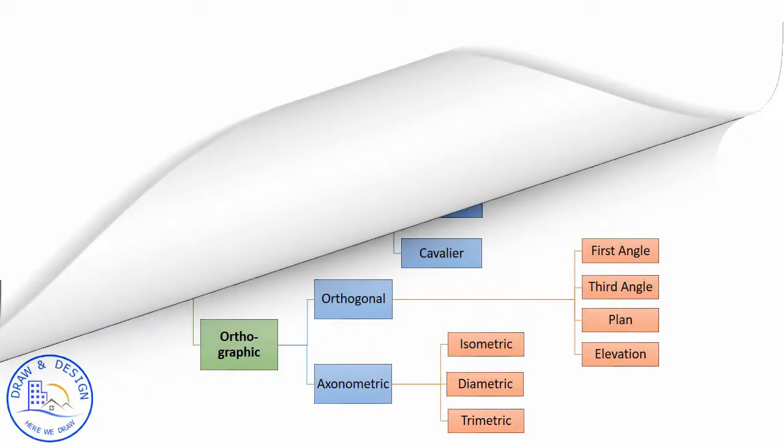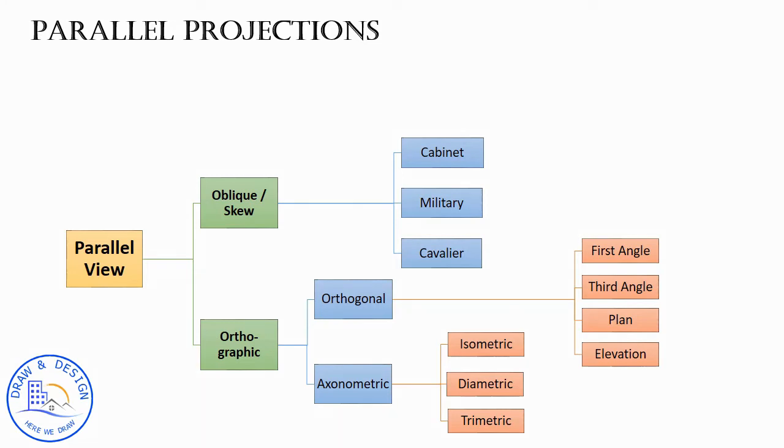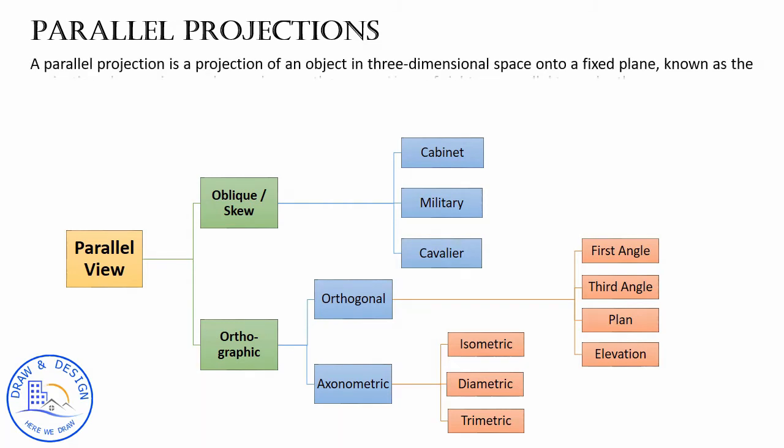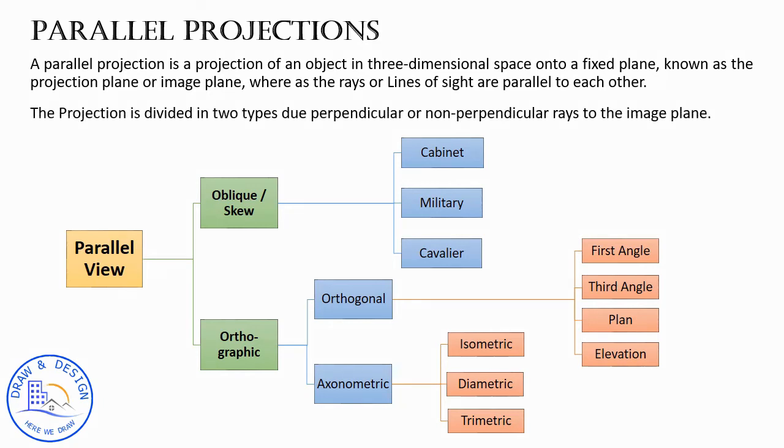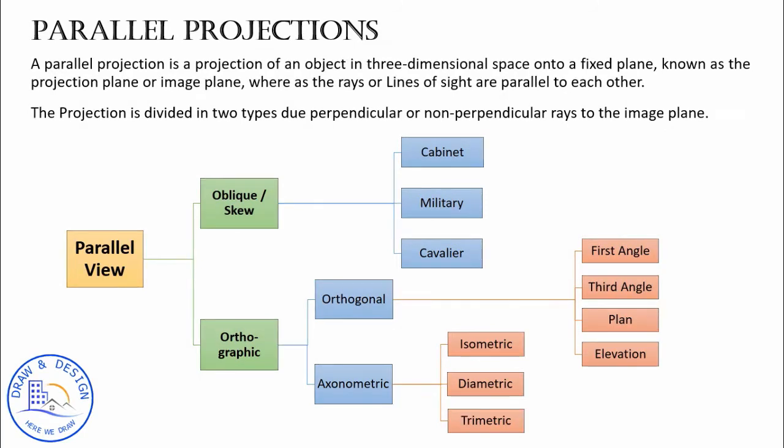A parallel projection is a projection of an object in three-dimensional space onto a fixed plane, known as the projection plane or image plane, whereas the rays or lines of sight are parallel to each other. The projection is divided in two types, due to perpendicular or non-perpendicular rays to the image plane. This chart shows all types and subtypes of parallel projection.